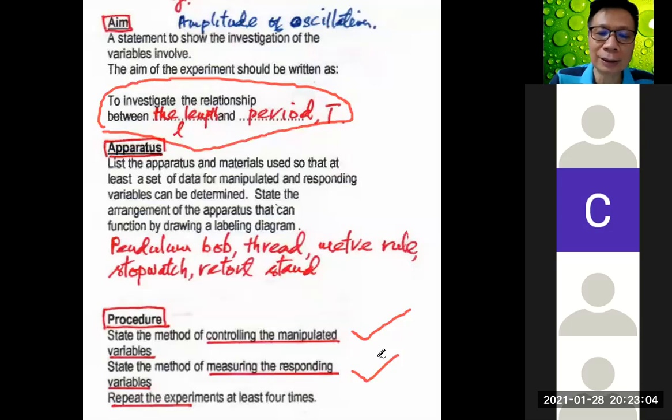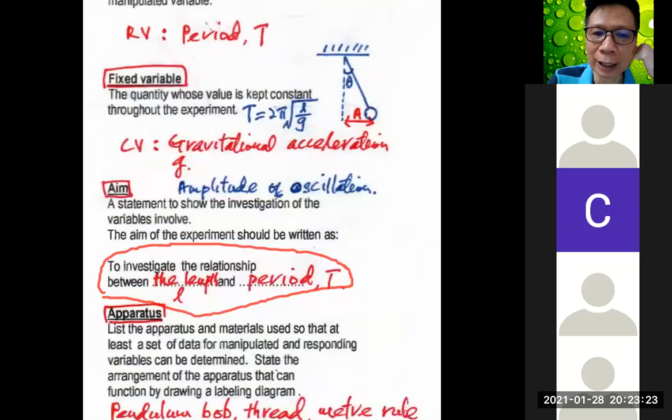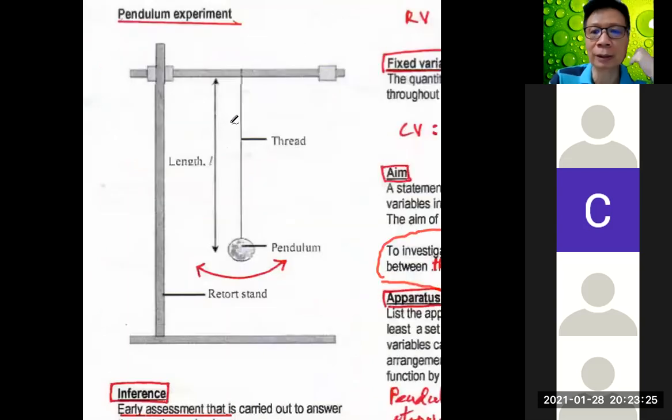Okay, the third is repeat the experiment at least 4 times. The third point comes from repetition. How you repeat the experiment. When we talk about the repetition of experiment, there's something I need to tell you. Listen here, come. Look at this experiment.